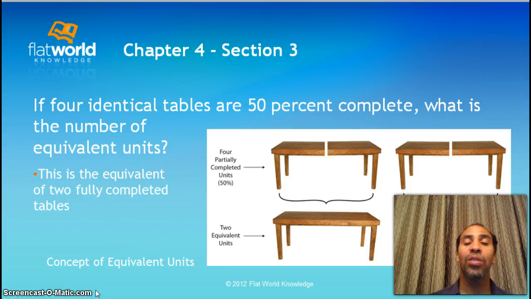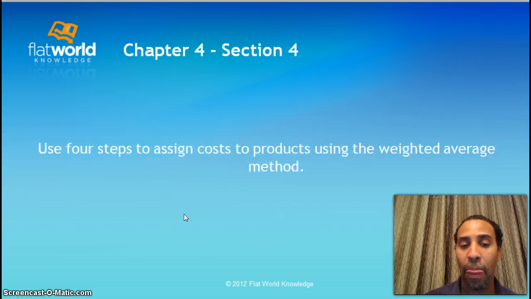So before I even say the answer, just think in your head, look at the picture. What does it look like? What would it be, right? So we see we have four equivalent partially built tables, and we know they're all 50% complete. This is equivalent of having two fully completed tables, right? Only thing missing is the space right there in between. So we count those as the same.